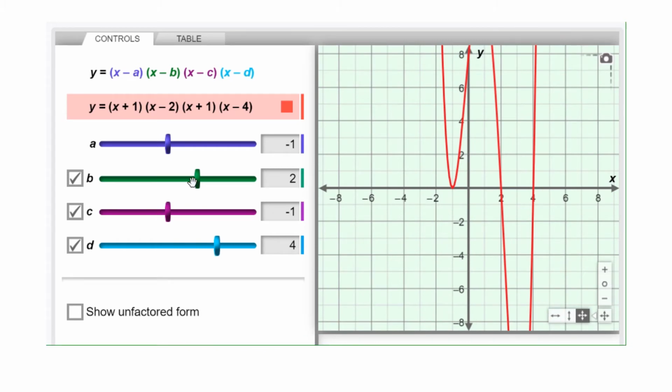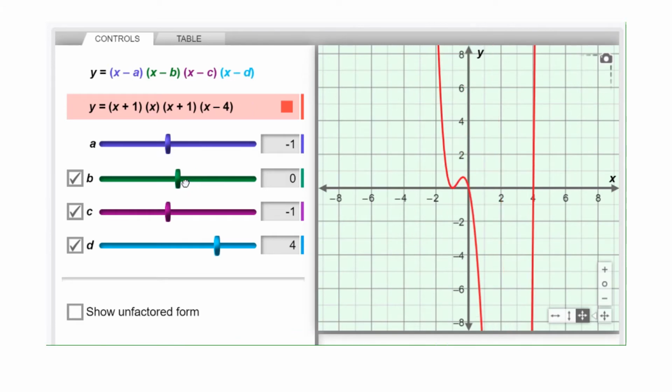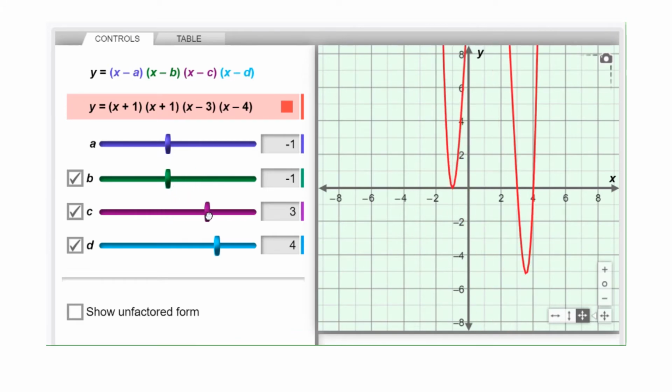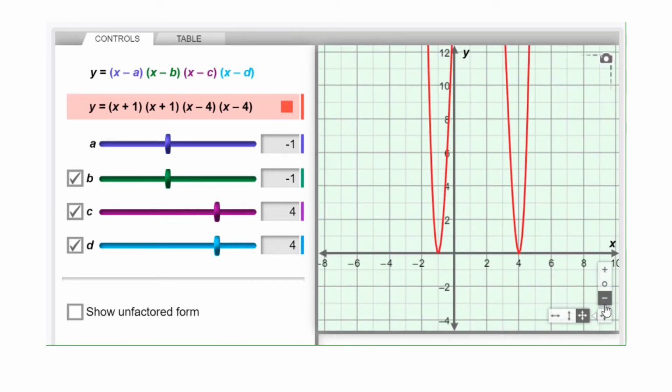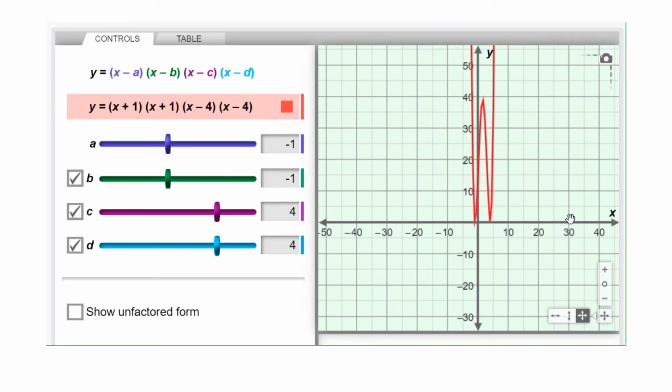So let's make some of these the same. What happens if we make two of the factors the same? So I'm going to just make both of these a 4 here. So there's our W shape.